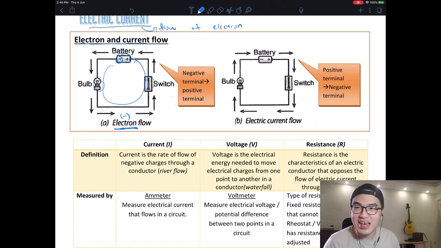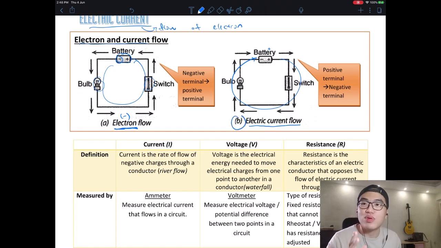This is not what we usually learn. The one you learned in primary school is electric current flow: you start from positive and flow all the way to negative. If they ask for electric current flow, which most probably they will, it is from positive to negative. If they ask for electron flow, it's the other way around. You might ask why. This is not your concern, it is physics stuff. Most of the time electric current flow will do. Very seldom they will ask electron flow.